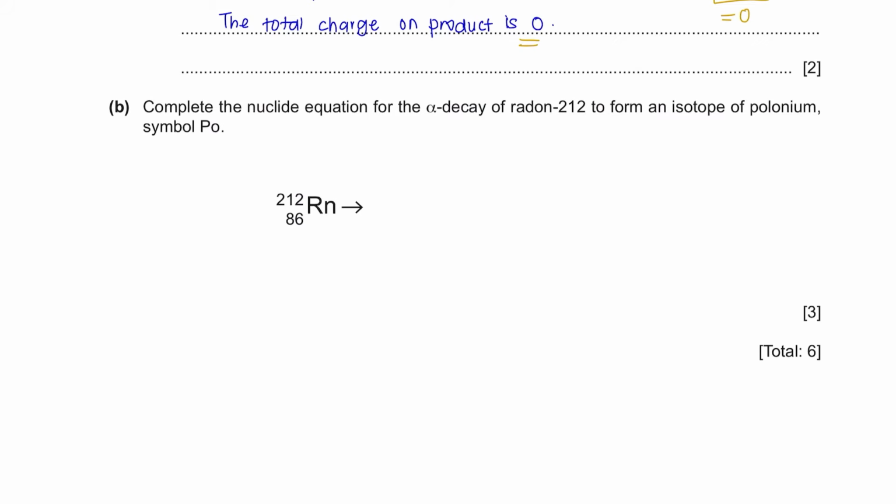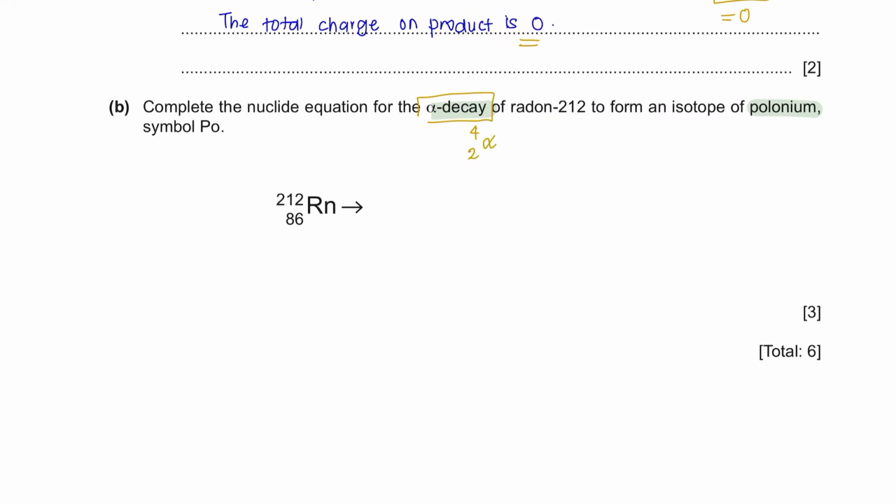Question B. Complete the nuclide equation for the alpha decay of radon-212 to form an isotope of polonium, symbol Po. Note that this is an alpha decay. The first step is to recall alpha particles' mass and atomic number. These are 4 and 2.